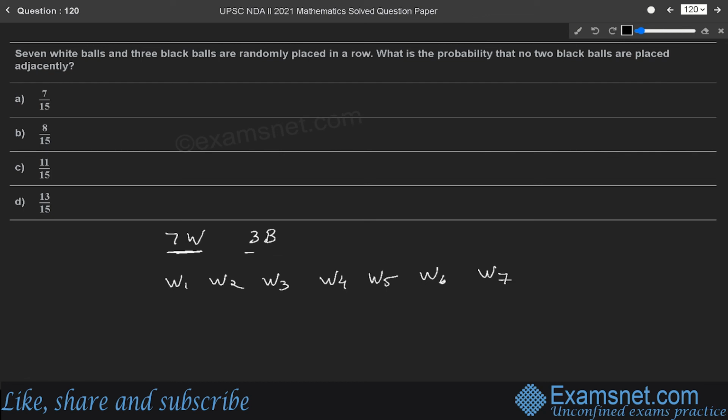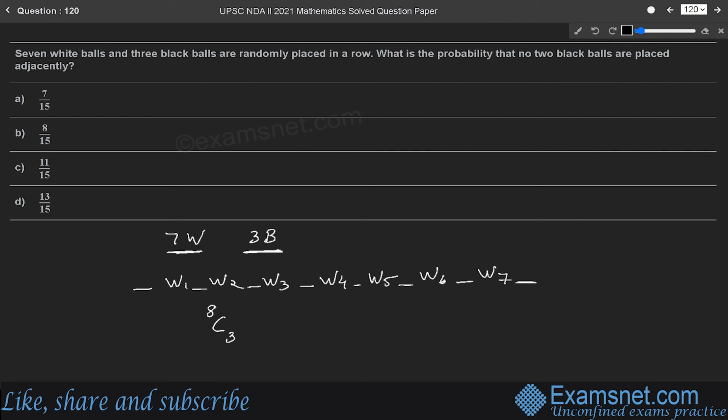Now there are 3 black balls. So let us keep these 3 black balls between the 7 white balls. So you can see that the total number of places between the 7 white balls is 8. Here there is one space, 2, 3, 4, 5, 6, 7 and 8. At last also there will be one space. So out of these 8 spaces we can put the 3 black balls anywhere, because if we put the black balls between the white balls then they would not be adjacently placed. So total there are 8 spaces, and in 8 spaces we have to keep 3 balls. So it will be 8C3.